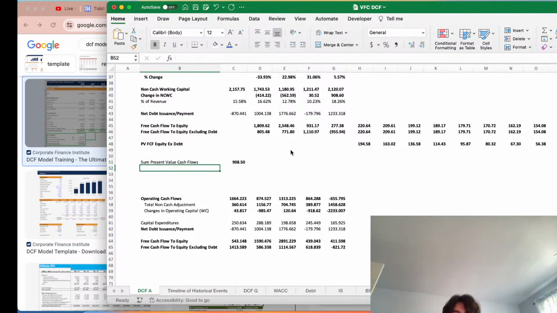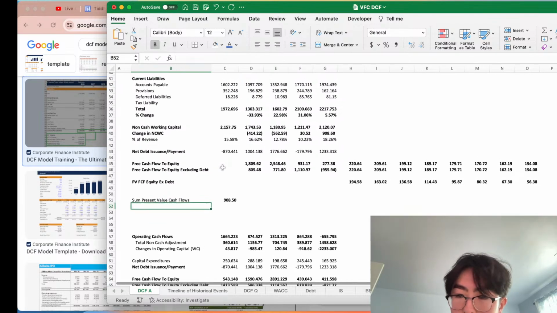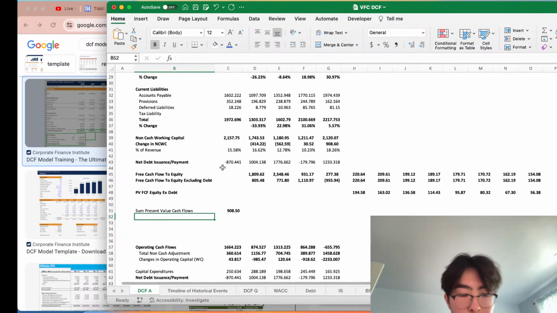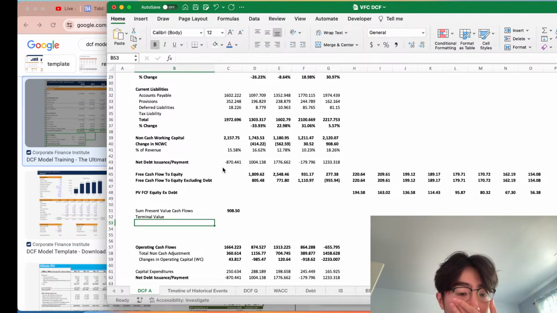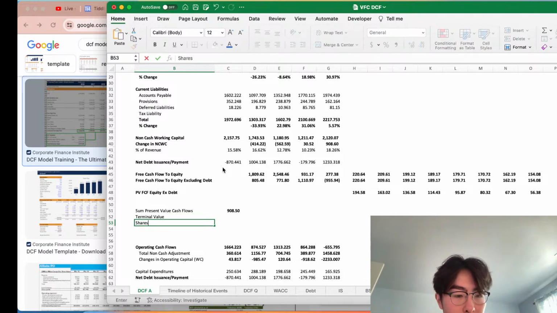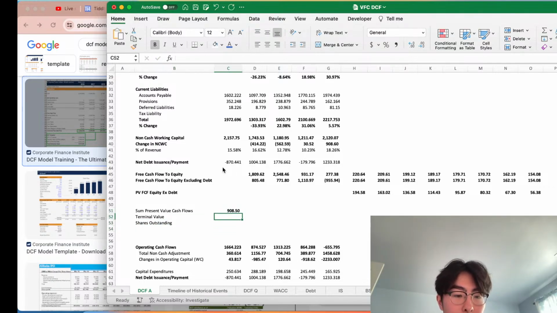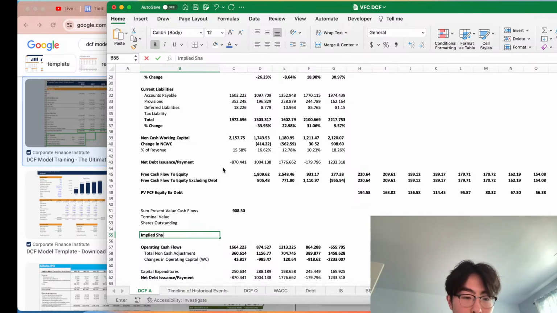Right. And then what else do we have? Terminal value, and shares outstanding. Maybe we just add terminal value, cash flows, and then divide by shares outstanding, so it gets implied share price maybe.